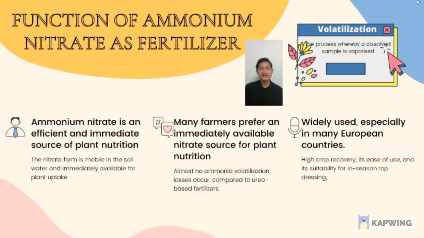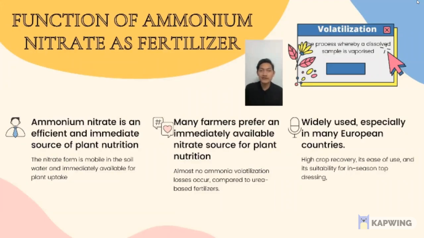Next is the function of ammonium nitrate as a fertilizer. First, since plant roots do not directly absorb the urea form of nitrogen to a large extent, ammonium nitrate is an efficient and immediate source of plant nutrition, and the ammonium fraction is taken up if roots grow nearby or after it is converted to nitrate by soil microorganisms during nitrification.